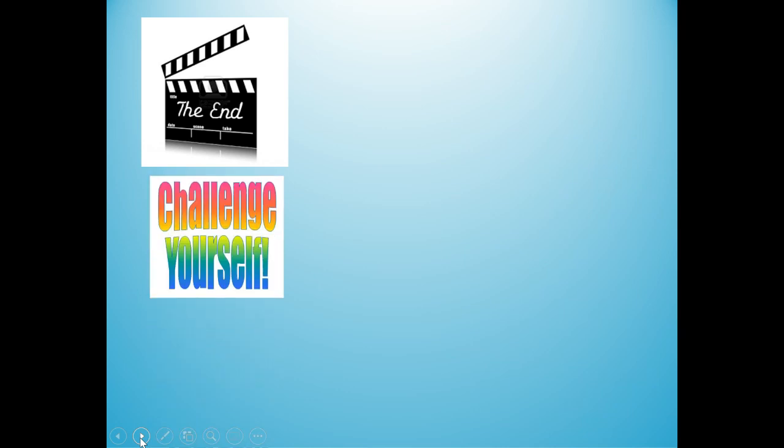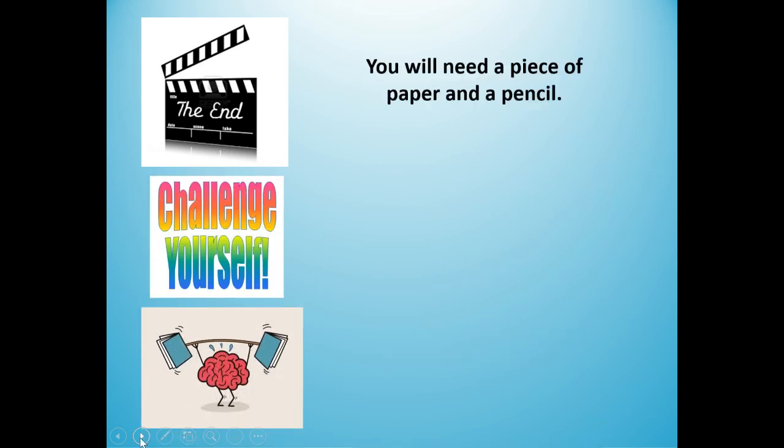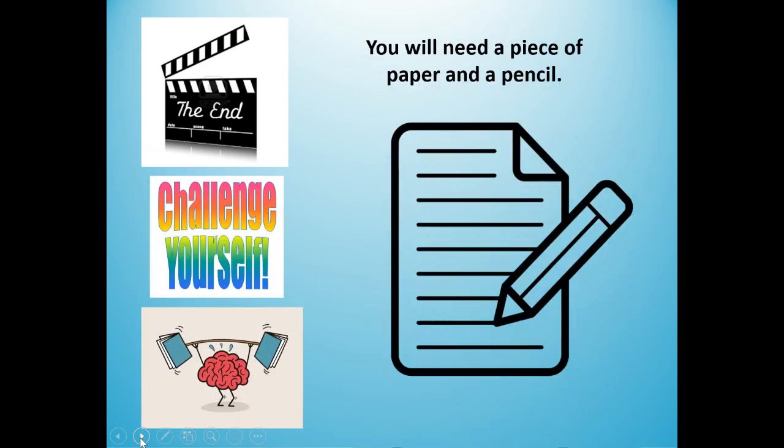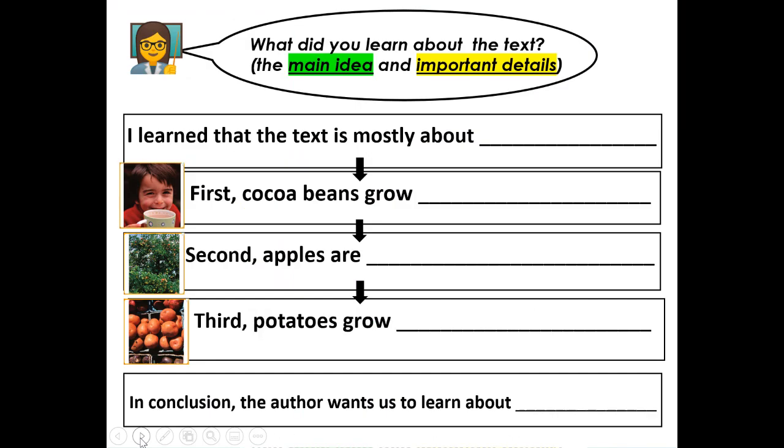All right, now it's the end of our review. It's time to challenge yourself. You need your pencil and paper. So make sure you get your materials, pencil and paper, because you're going to do some writing. You're going to answer this question: What did you learn about the text, the main idea and important details? And we're going to use our green and yellow colors.